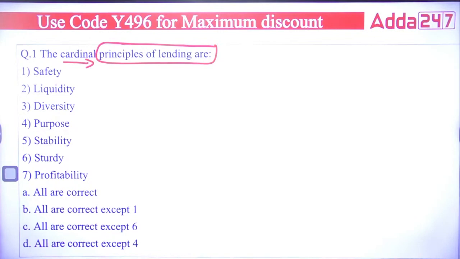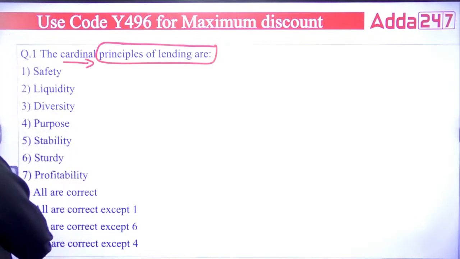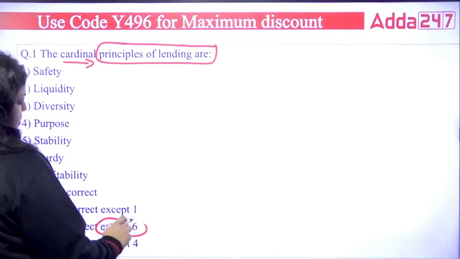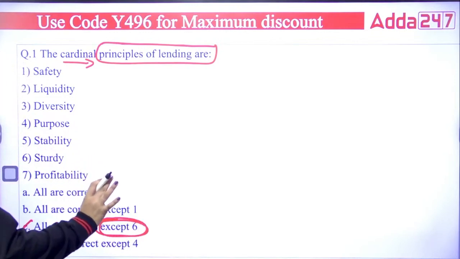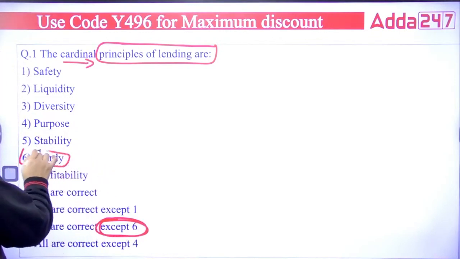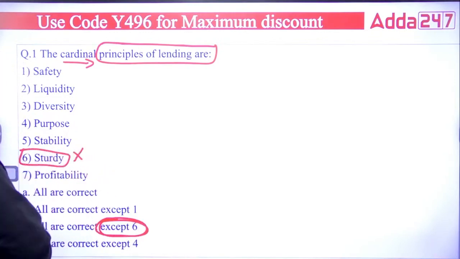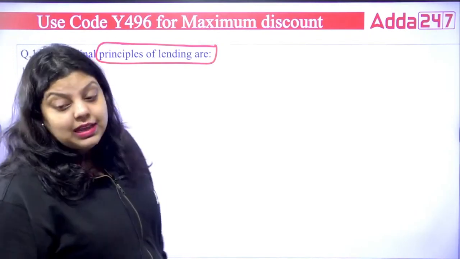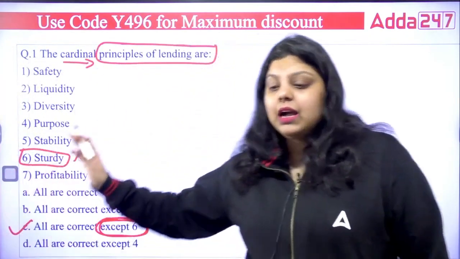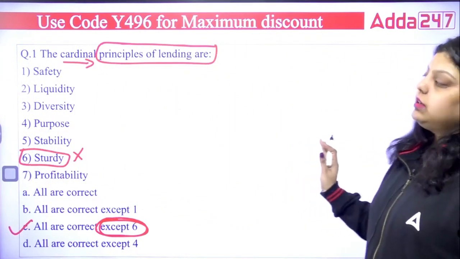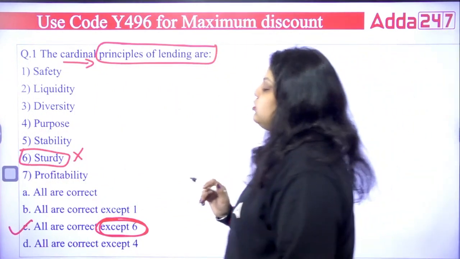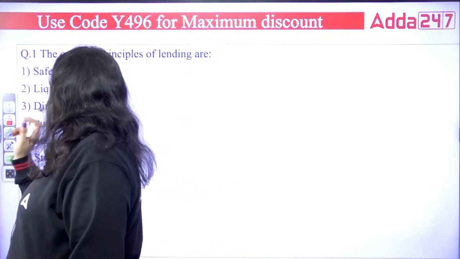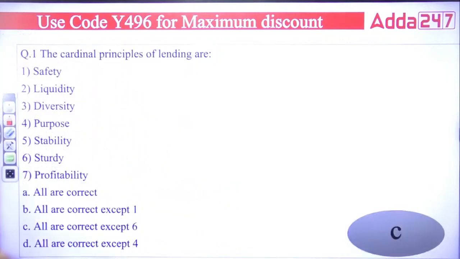So when we talk about the cardinal principles of lending, except your sixth option, all are cardinal principles of lending. It means solidarity is not a cardinal principle of lending. So your right answer will be the C option. All are part of your study, except the sixth option. Okay, so the right answer here will be C.